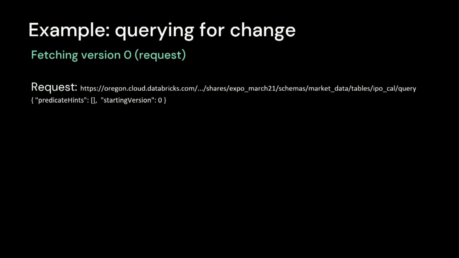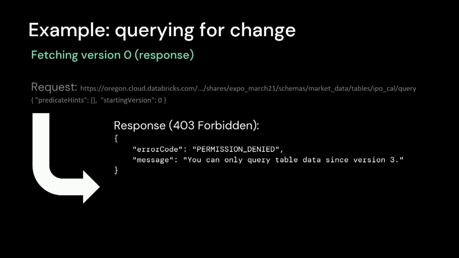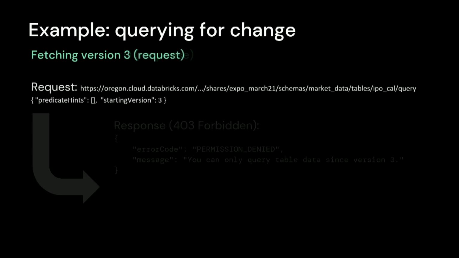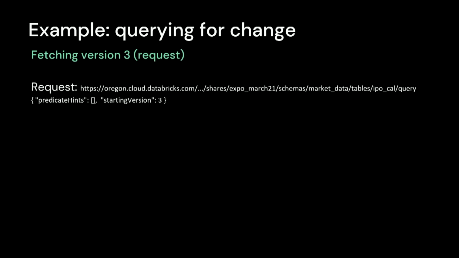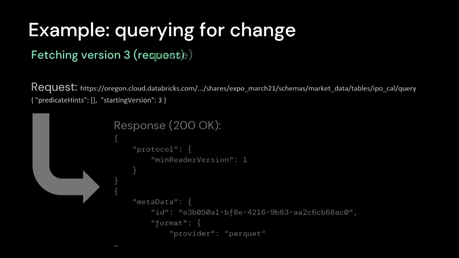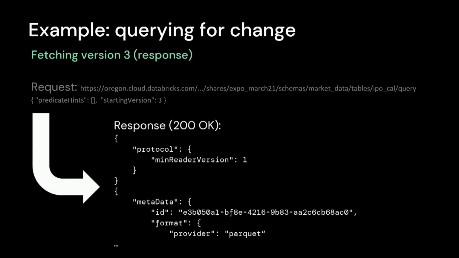So let's look at an example of this. I'm going to fetch just a normal table query where I've specified a starting version, in this case, of 0. Now, I actually thought they really did begin with 0. I was disabused of that. I got a 403 that said you can only query table data since version 3. I didn't quite understand why. I hadn't really thought it through very well. So I went ahead and I queried for version 3. I got back happily a 200 with a good response.